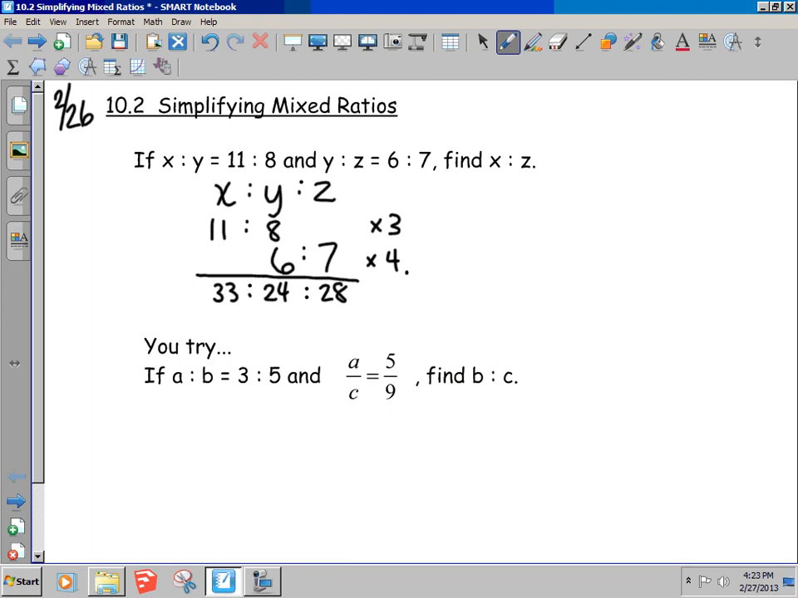The question, though, really just asks us to find the ratio of x to z. So my x is 33 and my z is 28. So my ratio of x to z is equal to 33 to 28.